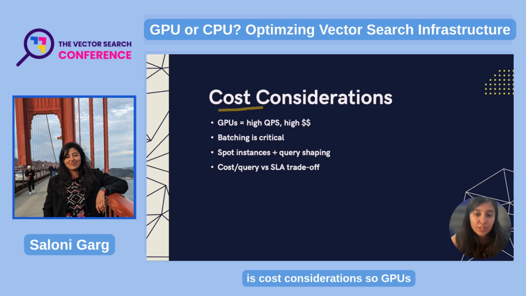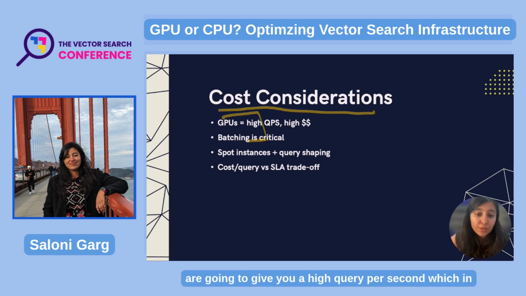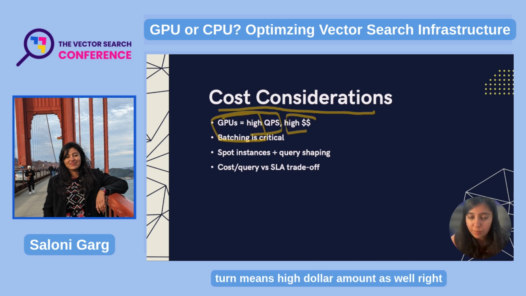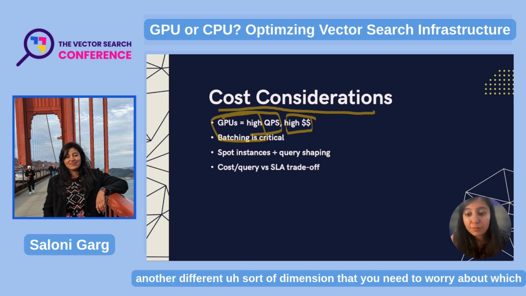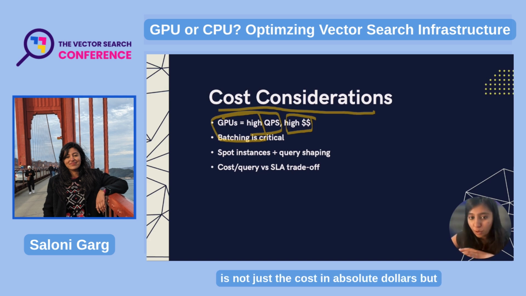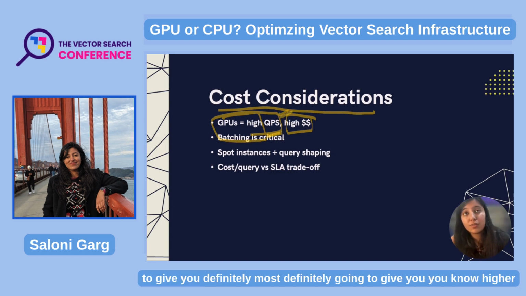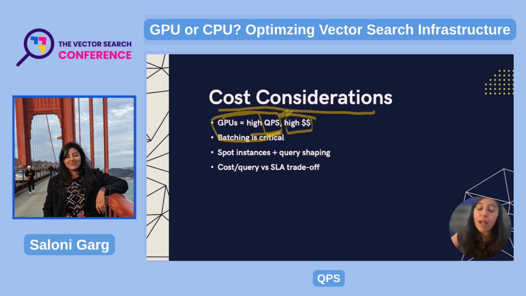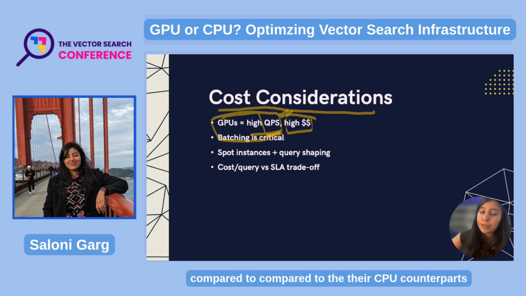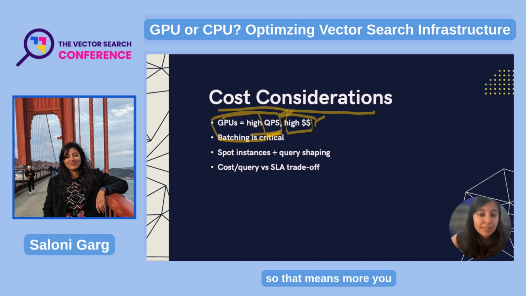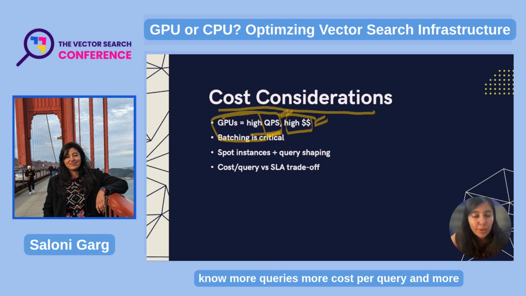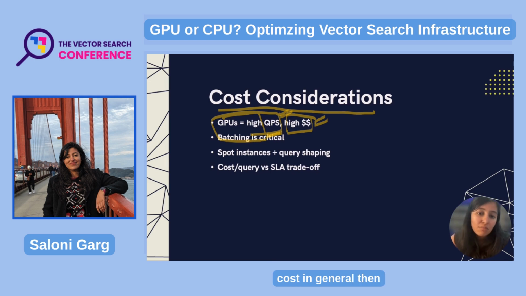Next is cost considerations. GPUs are going to give you a high query per second, which in turn means a high dollar amount as well, right? So there comes up another dimension that you need to worry about, which is not just the cost in absolute dollars, but cost per query, because GPUs are most definitely going to give you higher QPS compared to their CPU counterparts. So that means more queries, more cost per query, and more cost in general.